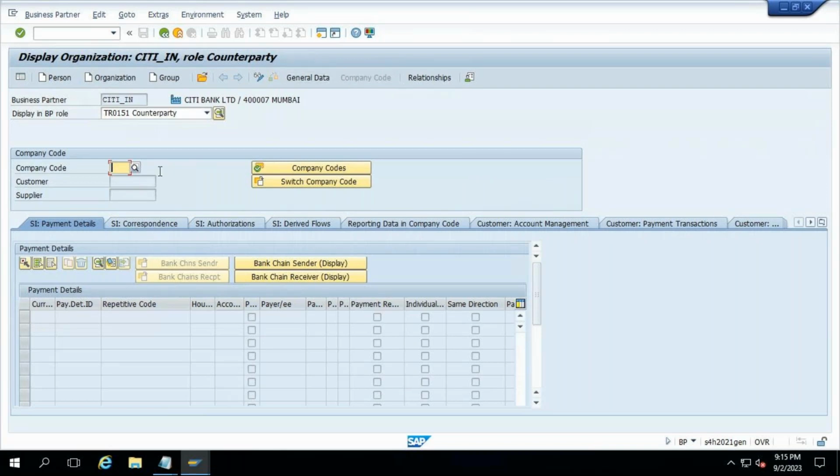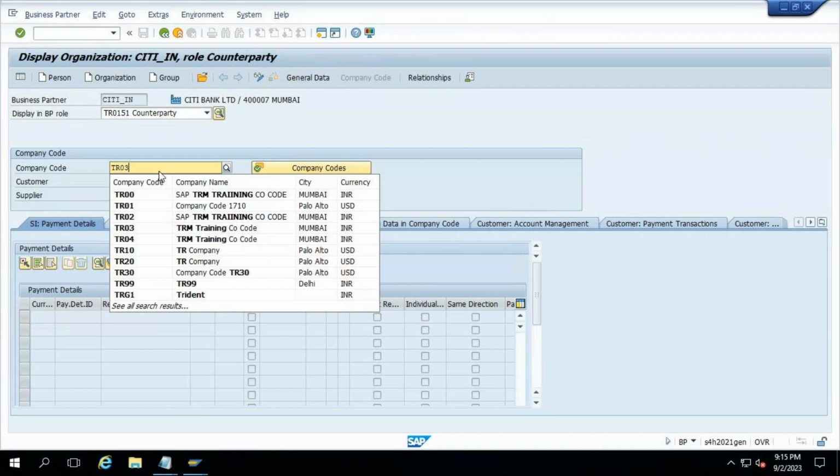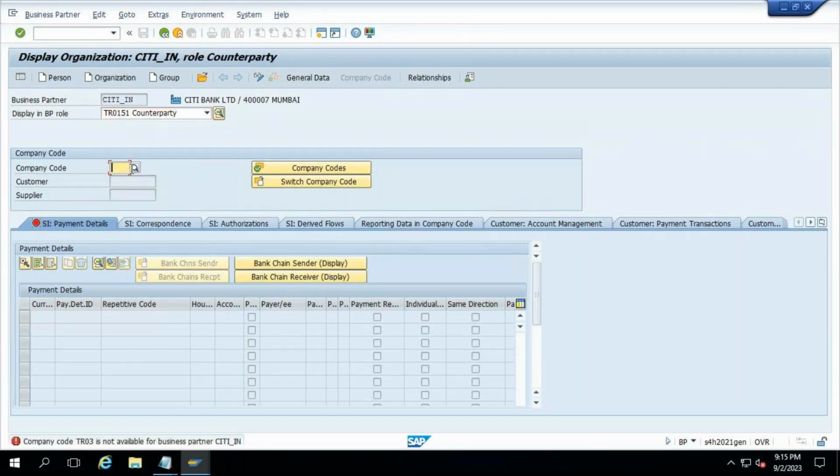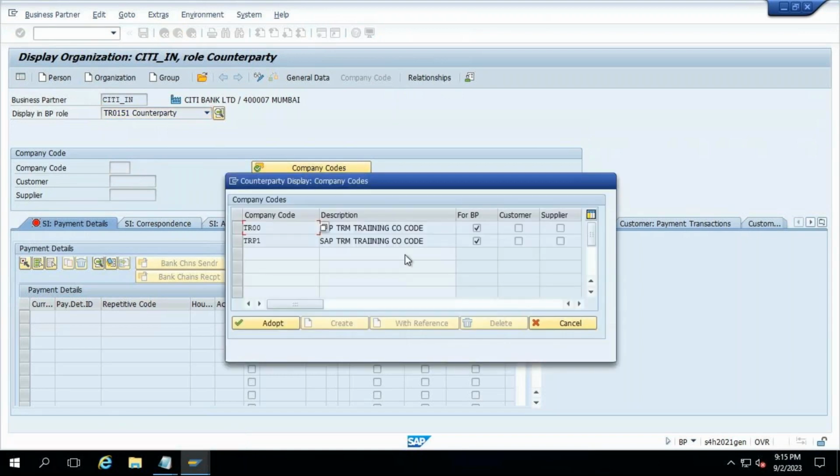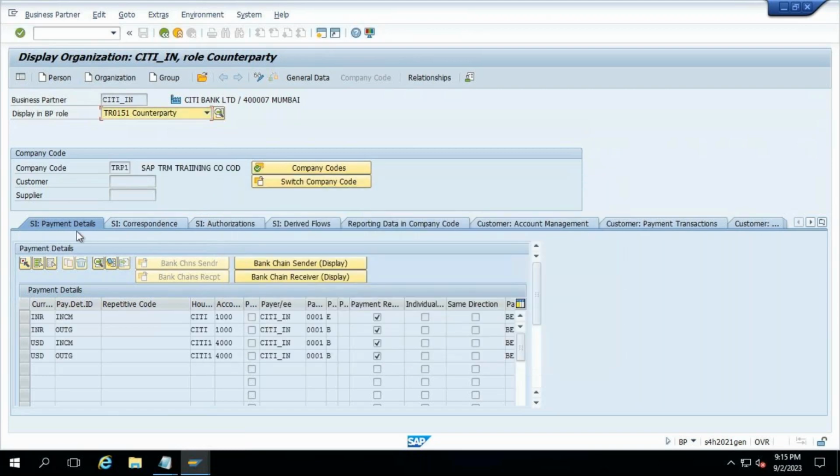Now you see that the tabs in the company code segment data are not very similar to your vendor or customer, right? You can see SI payment details, SI correspondence, SI authorization, SI derived flow. So what does SI stand for? The SI stands for standing instruction for the payment.